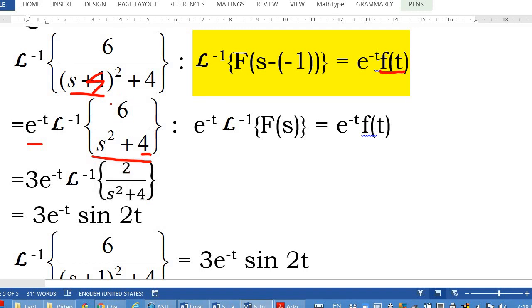Initially we have 6, so you break it into 3 times 2. The inverse Laplace of 2 over s squared plus 4 becomes sin 2t. That's why the result is 3 e^(-t) sin 2t.